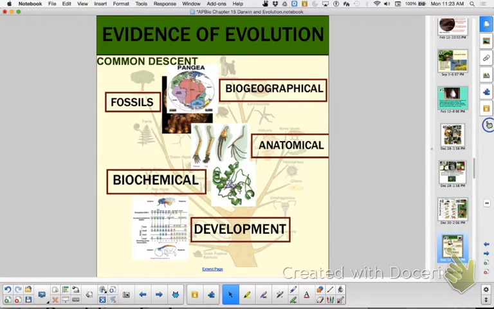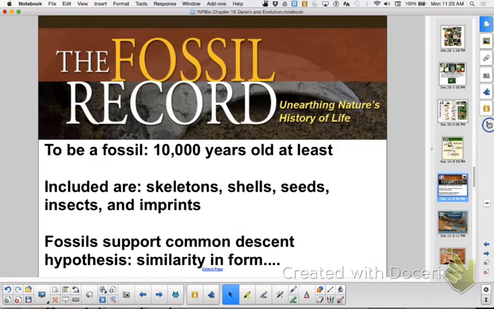Okay, so this is development on the whole. Now, development you will see also in anatomical. We talk about that as well. Okay, so these are the big ticket items we're going to discuss. The first one we're going to talk about is fossils. So if you want to grow up and say, I want to be a fossil, you need to be about 10,000 years old.